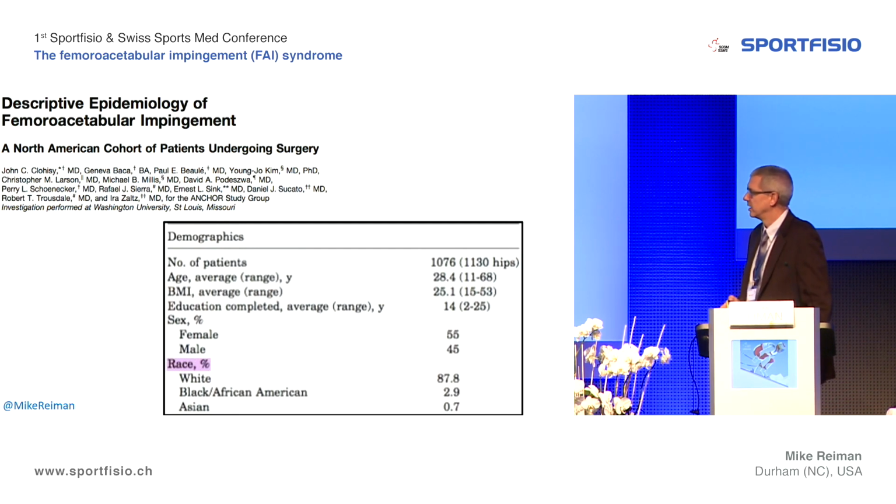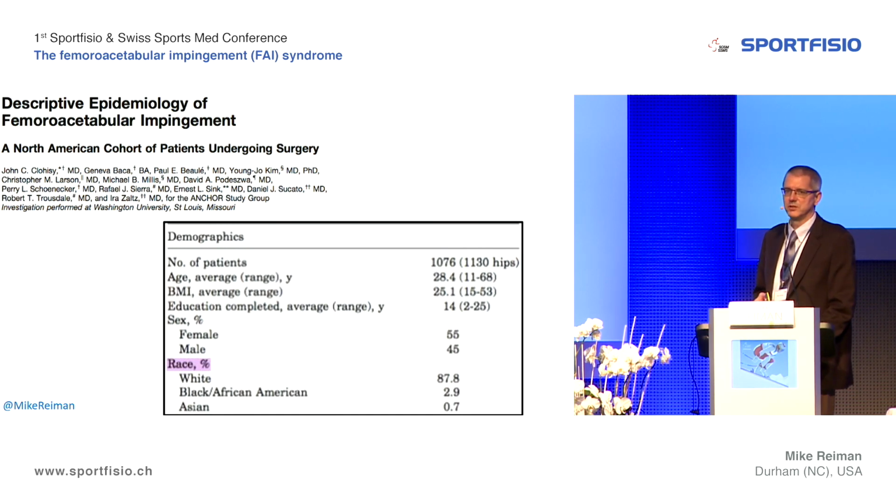This was a descriptive epidemiology study from the States. If you look at people that actually have FAI syndrome, what characteristics do they have? The suggestion is that it's a little bit more common in females. Several other articles don't completely agree with that. But race was 88% white.